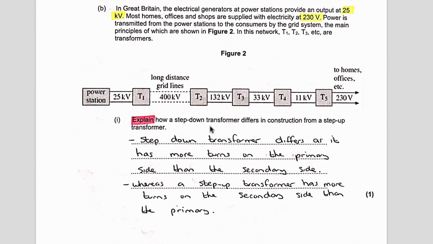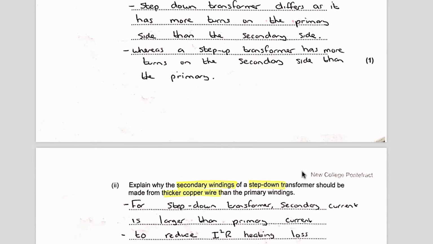So we're asked to explain first of all how a step-down transformer differs in construction from a step-up transformer. We simply have to say that a step-down transformer is different because it's got more turns on the primary side than it does on the secondary side. And if you do that, you get 1 mark. If you want to be really accurate, you could then explain that a step-up transformer has got more turns on the secondary side than the primary side, but you can get that from the first bit. So if you just write the first part down, you get 1 mark.